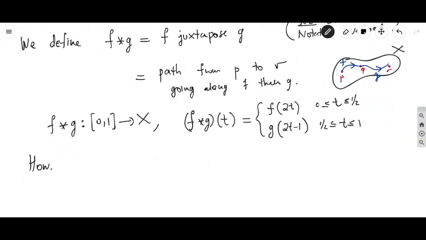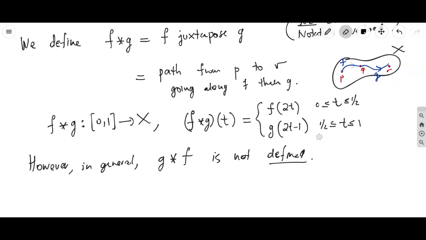However, in general, G juxtapose F is not defined. It makes no sense. The only reason we're allowed to do this is because by creating this piecewise function, this is still a continuous function. These two conditions agree at these two values of t, so you've constructed a continuous function. So in general, if you do it the other way around, it's not going to be defined. Sort of like matrix multiplication. If you have two matrices, A and B, A times B could be defined, but B times A might not even be defined.